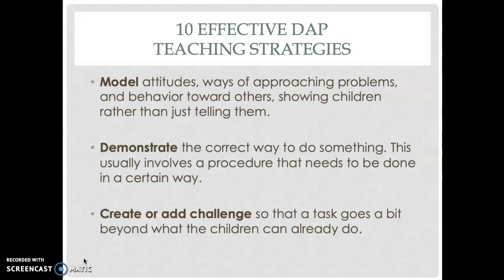Number 6, create or add challenge so that a task goes a bit beyond what the children can already do. We will talk in a few weeks about Vygotsky and zone of proximal development. But a concrete example of this would be maybe the child has 4 M&Ms on the table and you could say, oh, you have 4 M&Ms, let's count them. If you ate one of them, how many would be left? Or you could add 2 more and then say, ooh, how many more do we have? Or how many do we have total? And then you could assist the child in counting those M&Ms. That would be scaffolding.